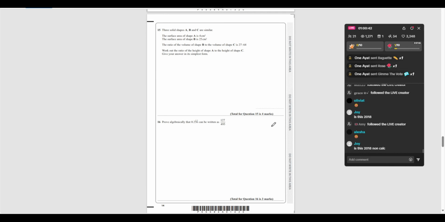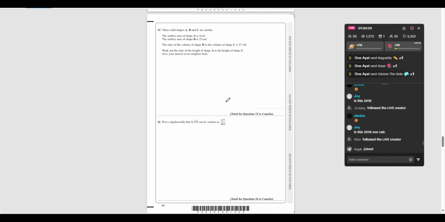Okay, question number 15. The three solid shapes A, B, and C are similar. The surface area of shape A is 4 centimeters squared. The surface area of shape B is 25 centimeters squared. The ratio of the volume of shape B to the volume of shape C is 27:64. Work out the ratio of the height of shape A to the height of shape C. Give your answer in the simplest form.